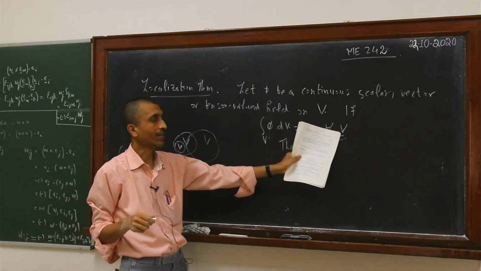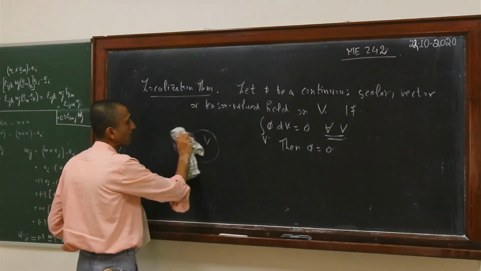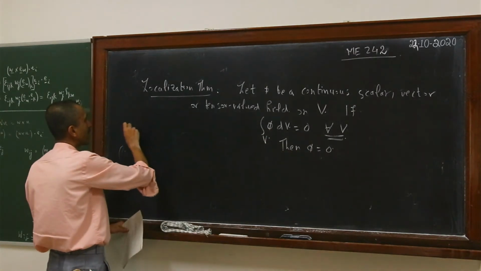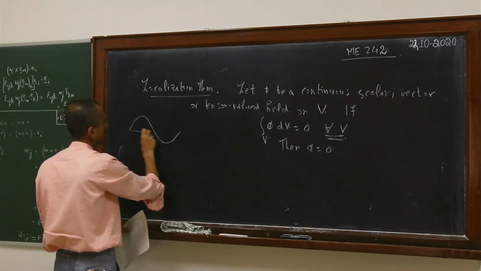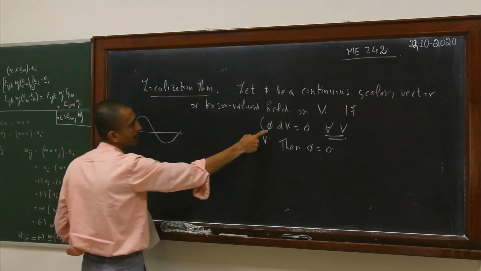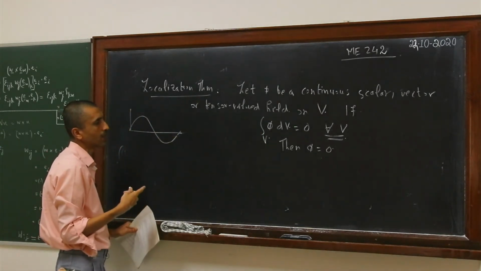That for all V is very, very important, because even in a one-dimensional example, if the domain is fixed, then obviously this is not true, right? If you take the sine function from 0 to 2 pi, you will see that the integral is 0, but the integrand is not 0.